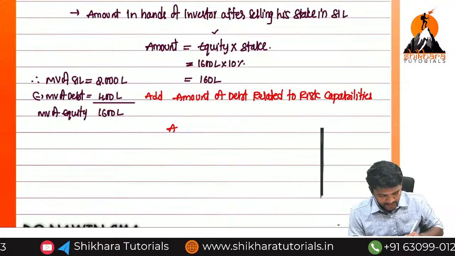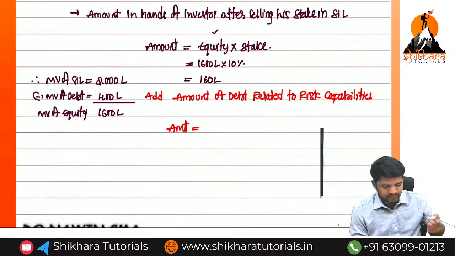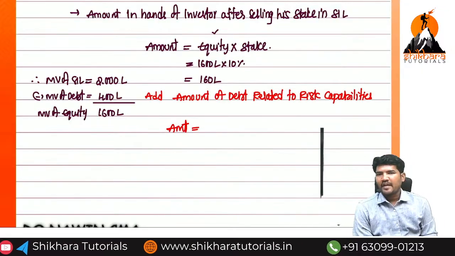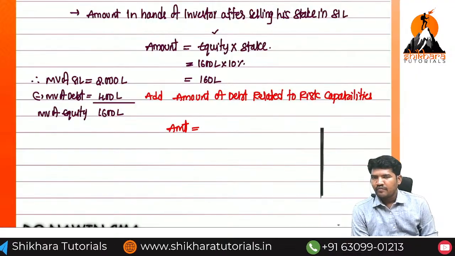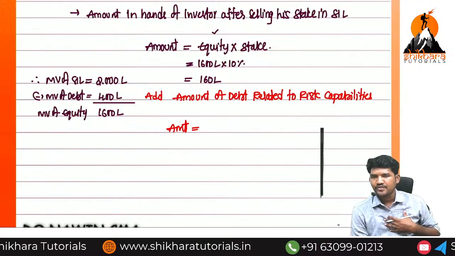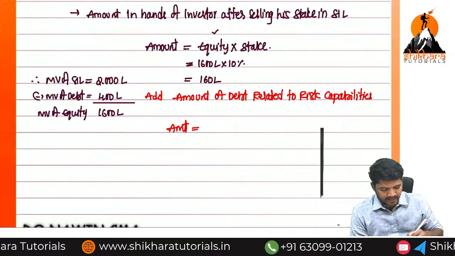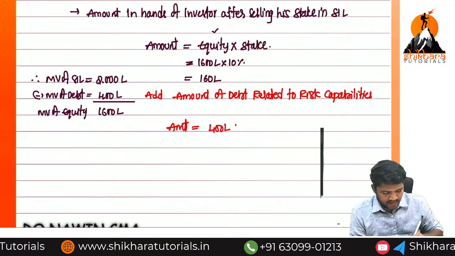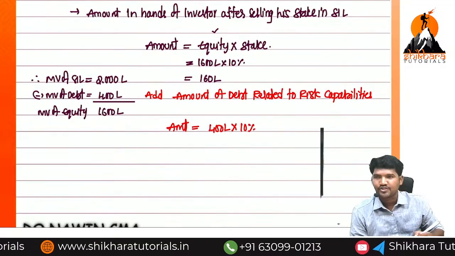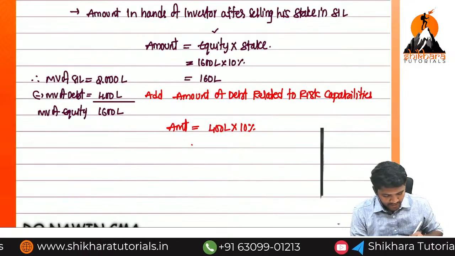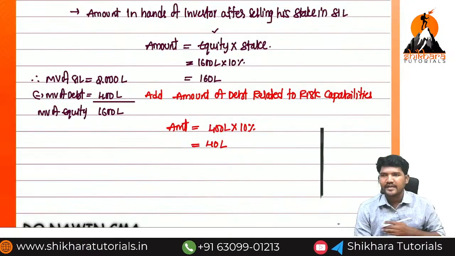Now amount equals to, so how much ownership do I have? 10%, right? So if I have 10%, I am facing a risk to 10% only. So what is the debt value? 400 lakhs. I face a risk with my ownership of 10%. I can take a loan of 40 lakhs from outside.